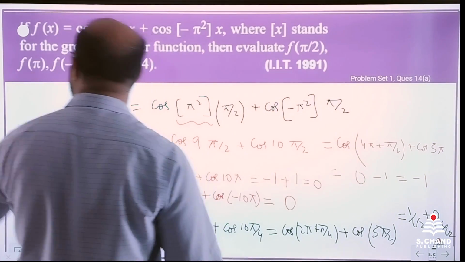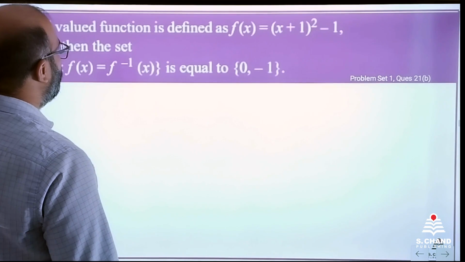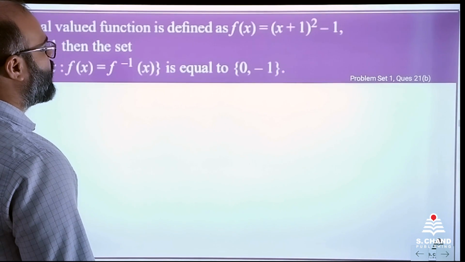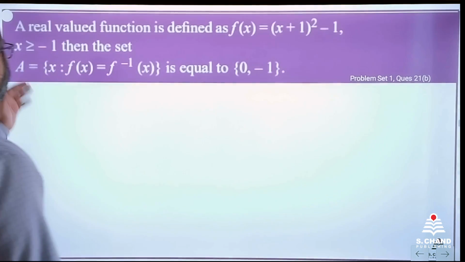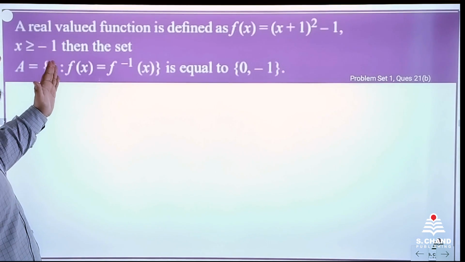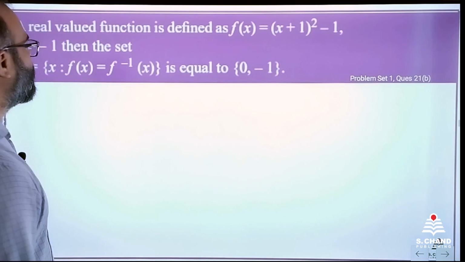Now let us come to the next question here. A real valued function is given and it is defined by f(x) is equal to (x plus 1) whole square minus 1, where x is greater than or equal to minus 1. Then the set A is equal to x such that f(x) is equal to f inverse of x is equal to 0 comma minus 1.